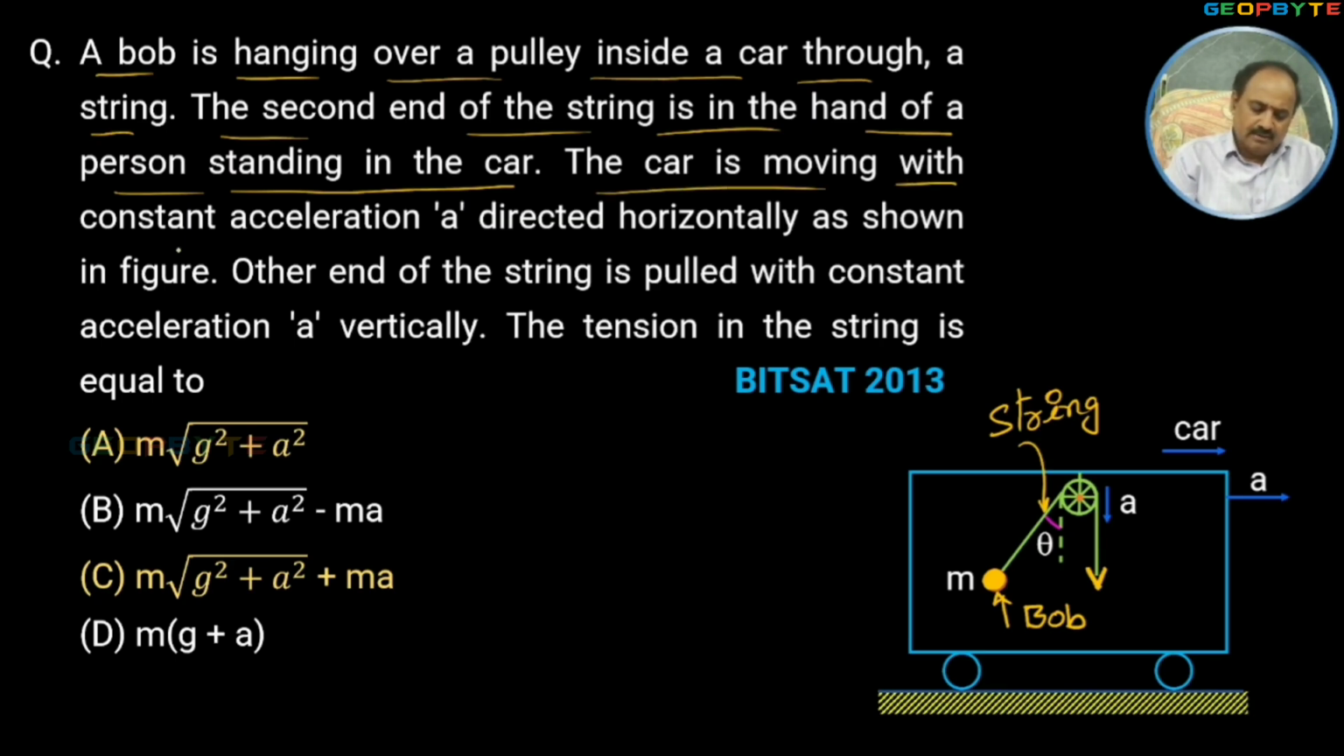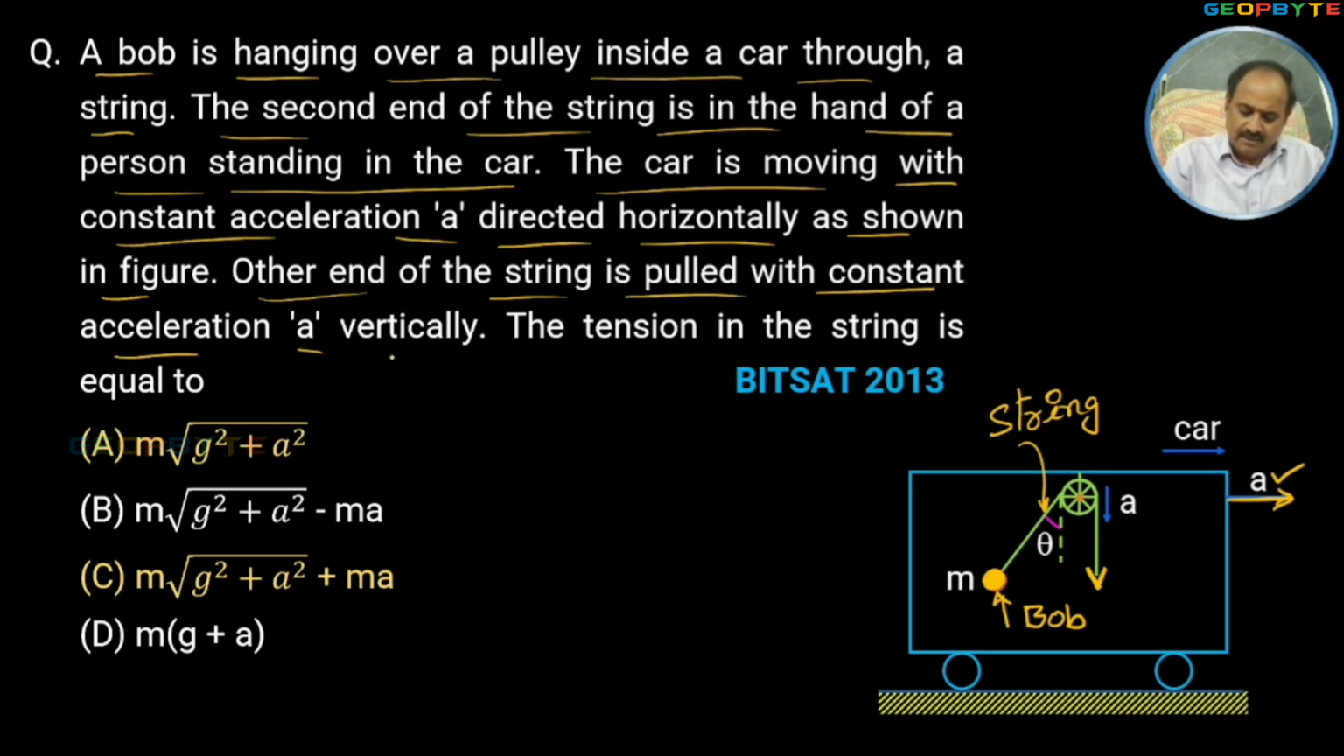The car is moving with constant acceleration A directed horizontally, as shown in the figure. The car is traveling in this particular direction with constant acceleration A. The other end of the string is pulled with constant acceleration A vertically downwards. Then what is the tension developed in the string? The tension is T. That T is how much?